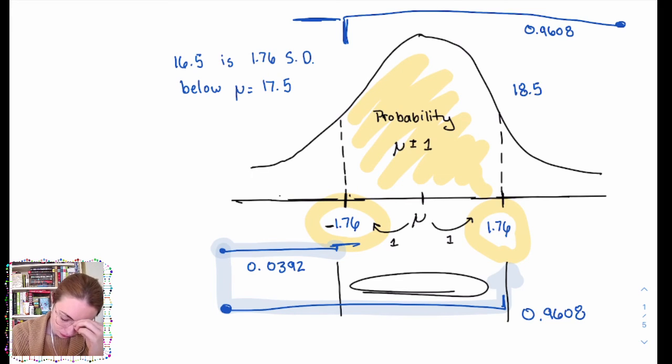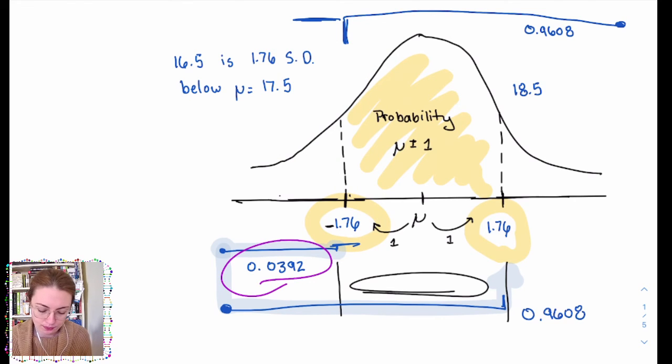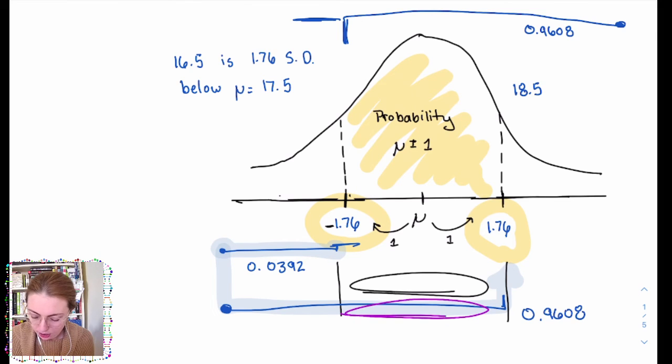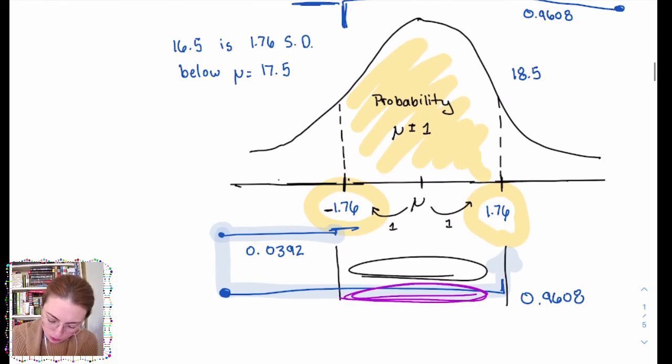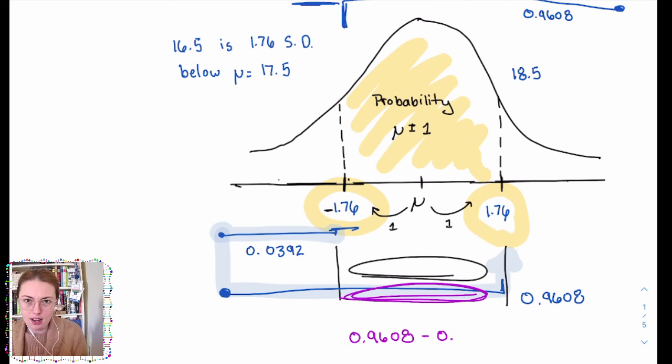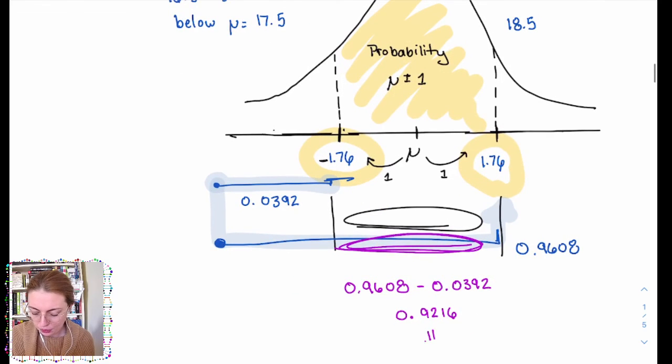So now, we figured out our z-values. We figured out their related p-values. Now we just need to get the area in between them. So that's going to be 0.9608, the probability going all the way to 1.76, minus the probability of going and stopping at negative 1.76. Okay, so that's 0.9608 minus 0.0392, which gives us our final answer, finally, of 0.9216, or if we want to write this as a percent, 92%.